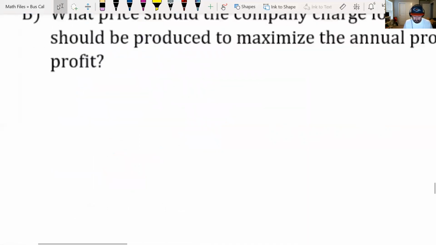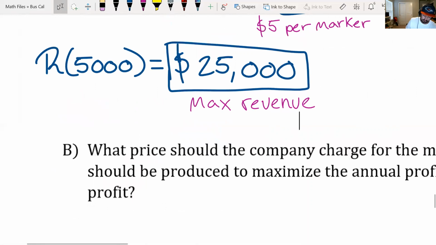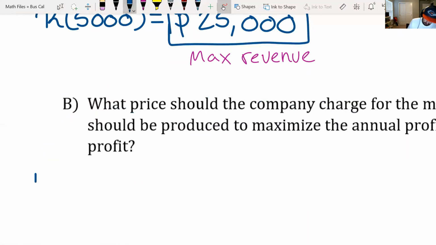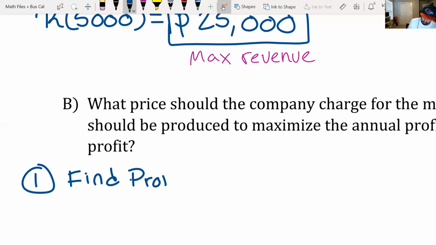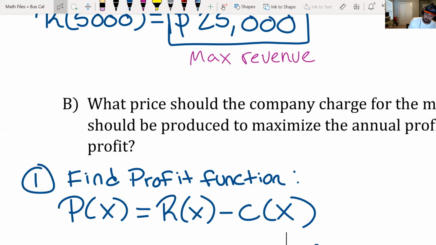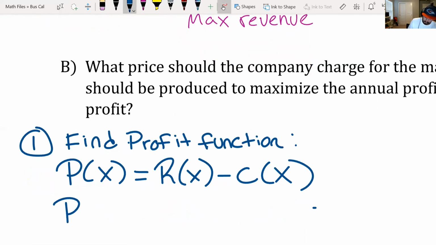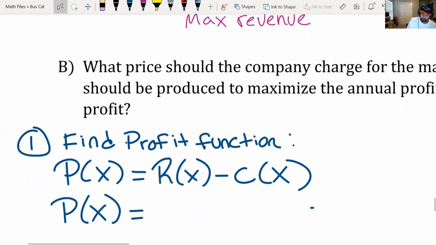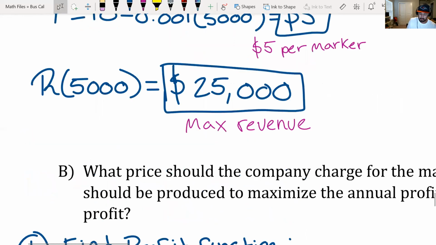Okay. So step 1. Find the profit function. Well, remember, profit is given as P of X equals R of X minus C of X, which means that from the problem above, do we have a revenue function, R of X? That answer is yes. Revenue is right there.